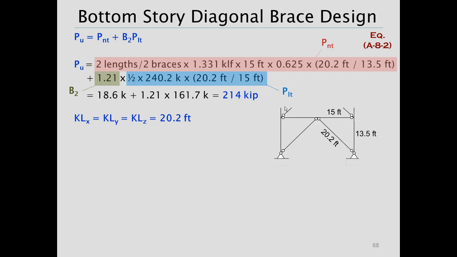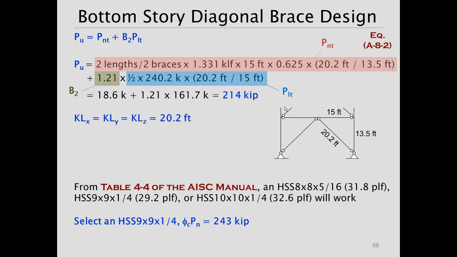If we go to the diagonal brace design, very similar here. For the diagonal, I'm going to size a square HSS section. And so here from Table 4-4, an HSS section of 9 by 9 by 1/4.